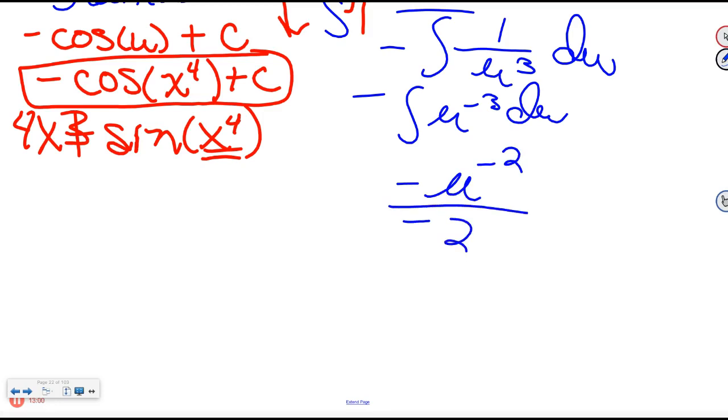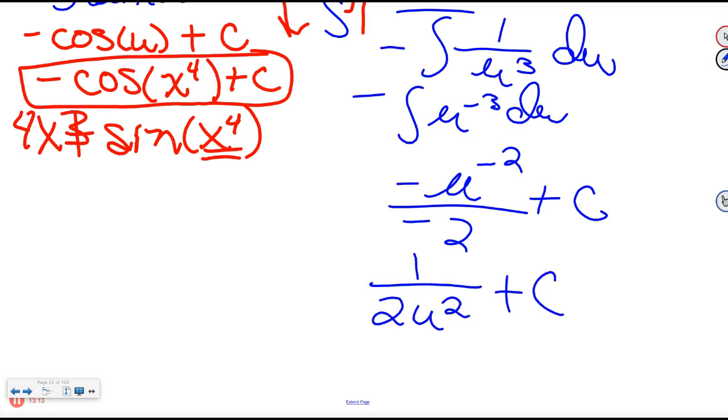And my plus C. Awesome. Then I'll clean it up, right? My 2 negatives make a positive. My u has to go in the basement. And actually, the procedure is the same. It's just watch out for your trig.